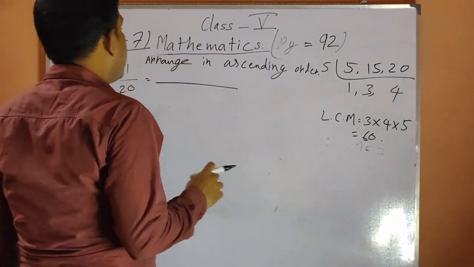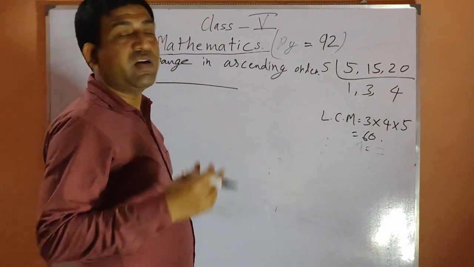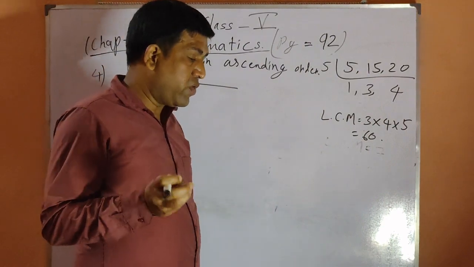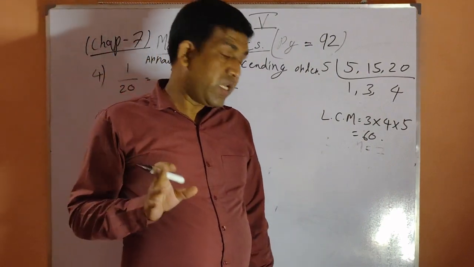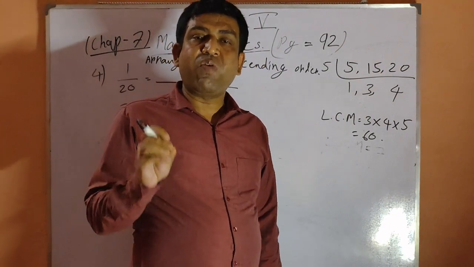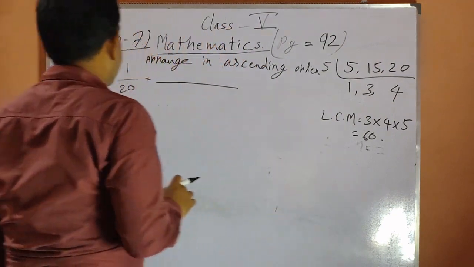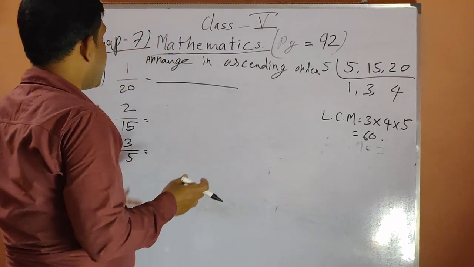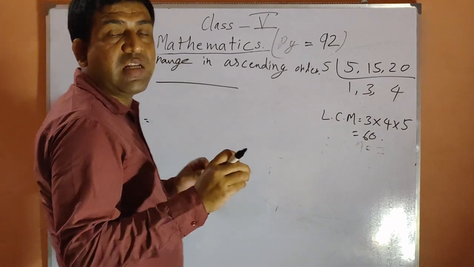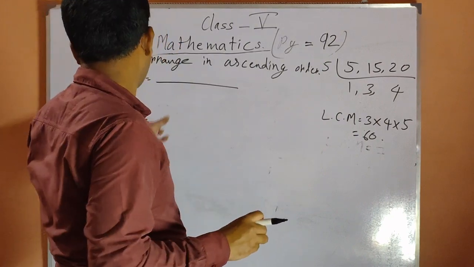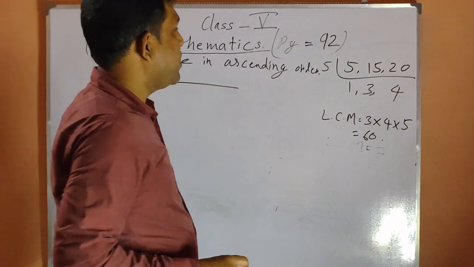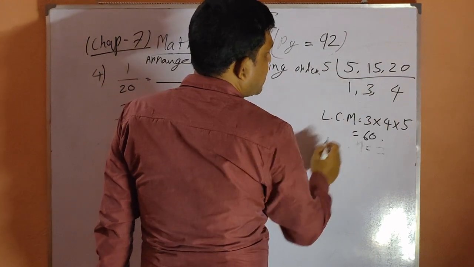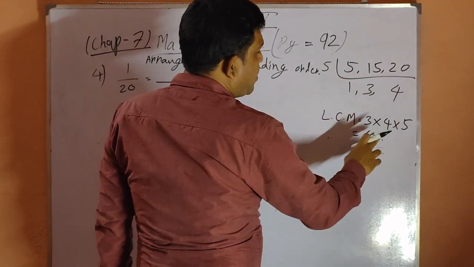There is a question: arrange in ascending order. If you understand question number 4 and 5, then you can do 1, 2, 3, 4. That's why I am doing question number 4 and 5 only. Here it is given 1 by 20, 2 by 15, 3 by 5. That means you have to make the LCM of the denominators 5, 15 and 20. You get the LCM 60.